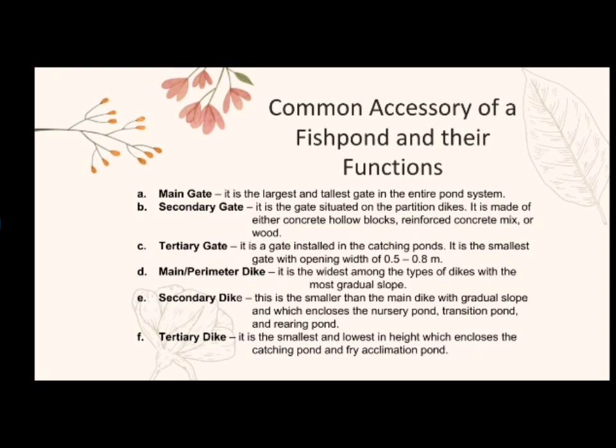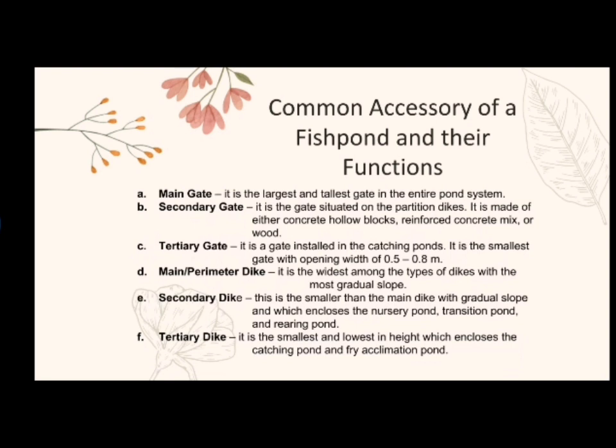Next is the main or perimeter dike. It is the widest among the types of dikes with the most gradual slope. So it surrounds the entire pond system to ensure protection and safety of the stocks. It is composed of the biggest and highest blocks of earth and is usually provided with a strong basal foundation and paddle trench.